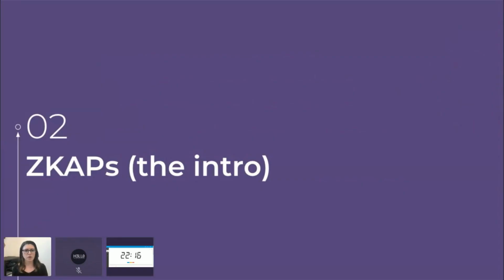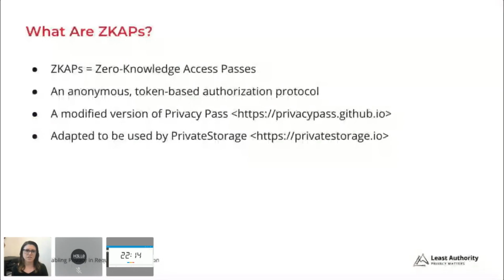So now I'm going to give you a quick introduction to ZCAPs. So what are ZCAPs? ZCAPs, that acronym stands for Zero Knowledge Access Passes, an anonymous token-based authentication protocol that we use. And it's a modified version of Privacy Pass. There's a link here, and I'll also tell you a little bit more about what Privacy Pass is too. And we adapted it to be used by private storage, which I'll also tell you more about.